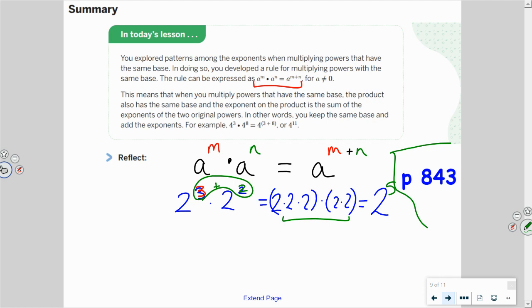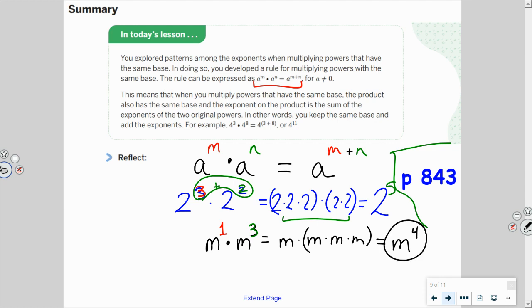I could even do the same thing with variables. If I multiplied the product of m and m to the 3rd, well, m times m times m times m. Noticing, please, some of you would like to write that. I can now add those 2 exponents because the product, if I multiply all that repeatedly, will be m to the 4th. I would encourage you guys, continue marking this text.